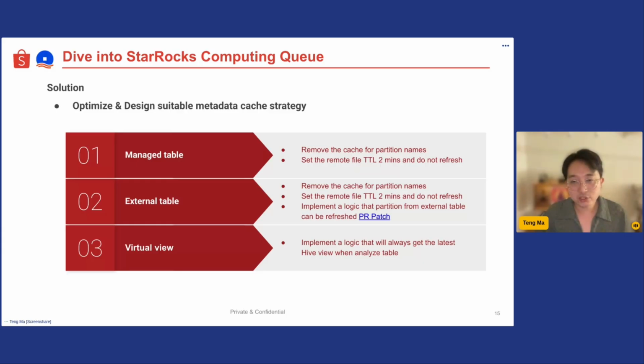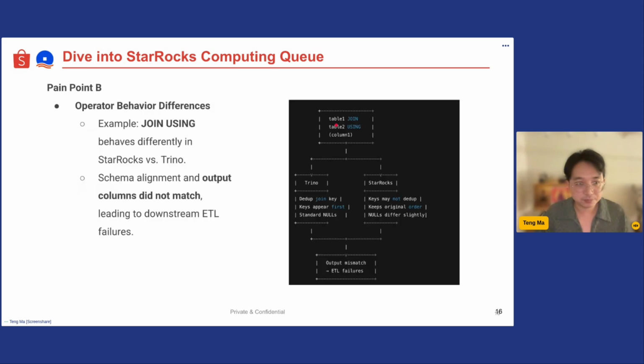And for the external table, we implemented our own logic so that the external table can be refreshed. This feature will also be contributed to the community. And for the virtual view, we implemented logic that will always get the latest Hive view. The Hive view's select logic will analyze the table. So after we adopted this strategy and our feature, this kind of issue can be solved.